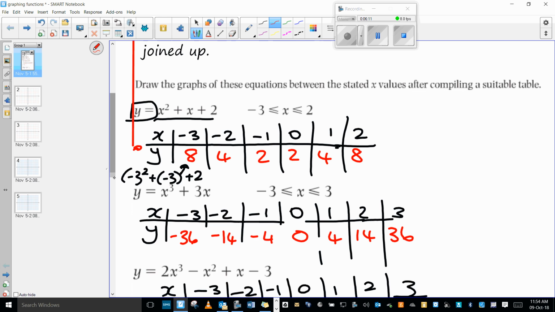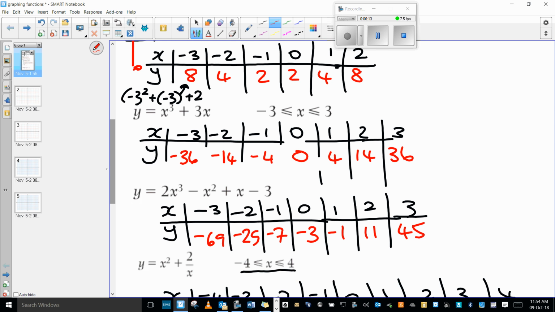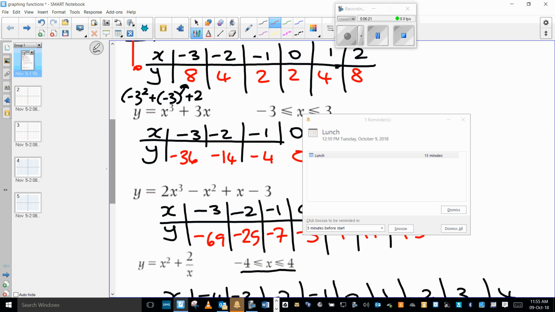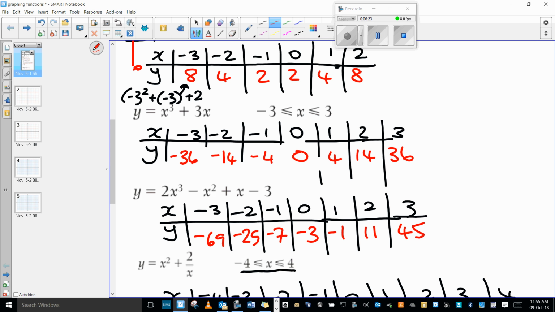This next one goes from -3 to 3 in the x-axis, but the y values go from -36 all the way up to 36. Now you may say to yourself, do you know what, I'm just going to ignore these ones. I'm going to get the gist of what the graph is going to look like without plotting those, which makes it a lot easier to do. But if they've specifically given you this range, you do need to include it, okay?